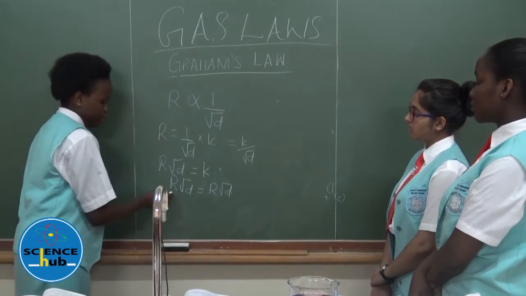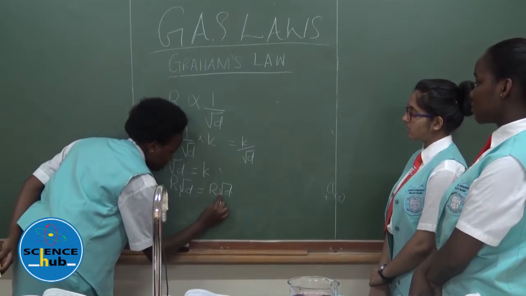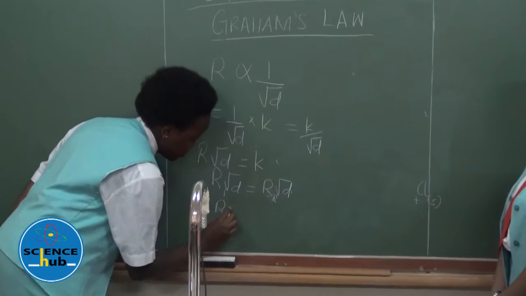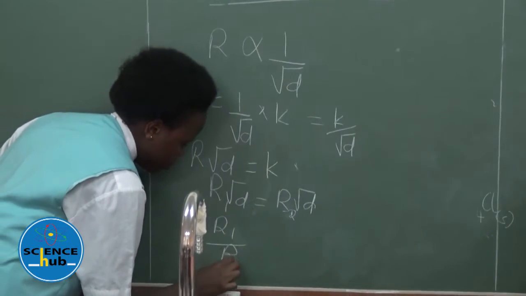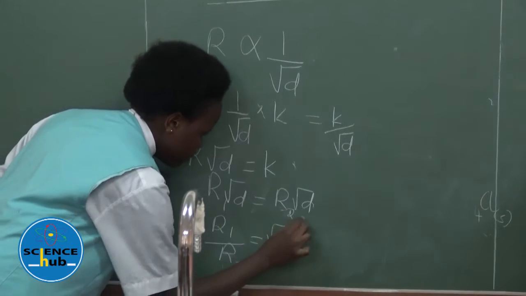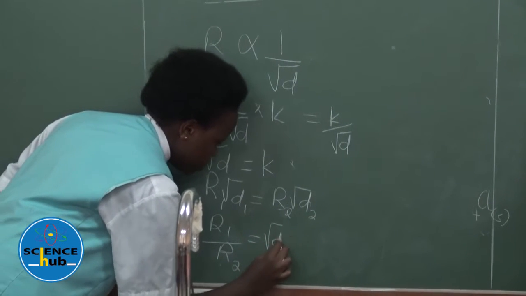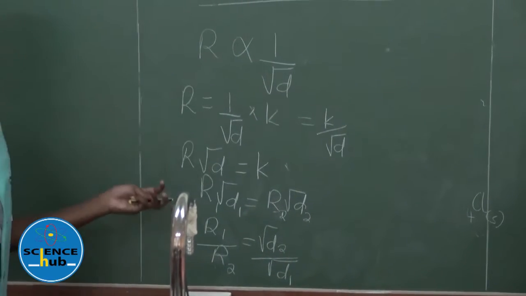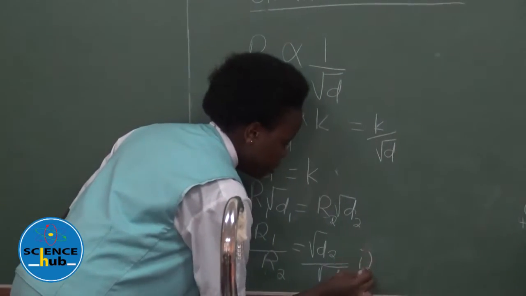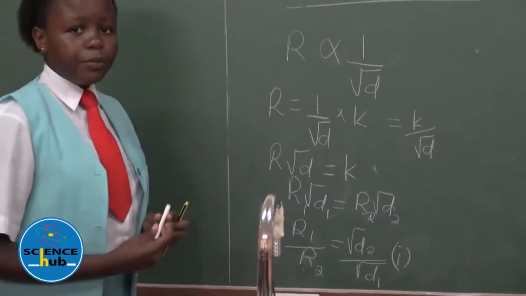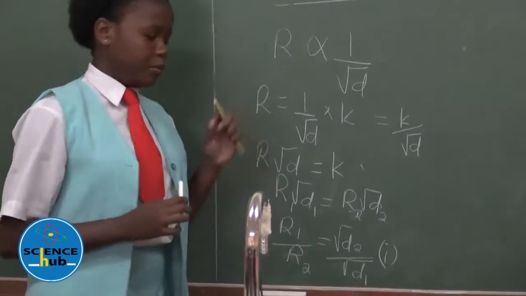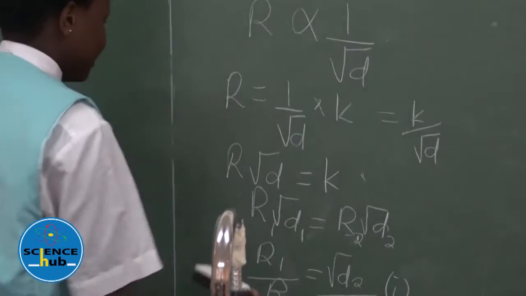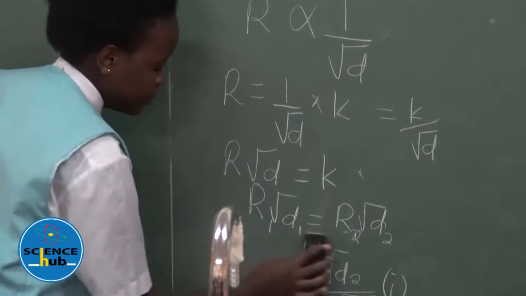We can put the rate on one side. Let's say this is rate of gas 1, and this is rate of gas 2. So that is the first equation. And density is directly proportional to mass. Therefore, where there's density, we can put mass. So that is the first one.